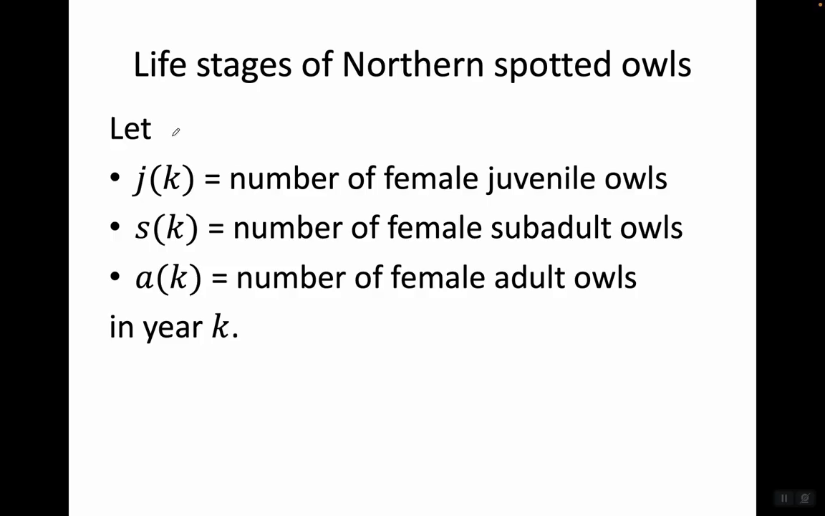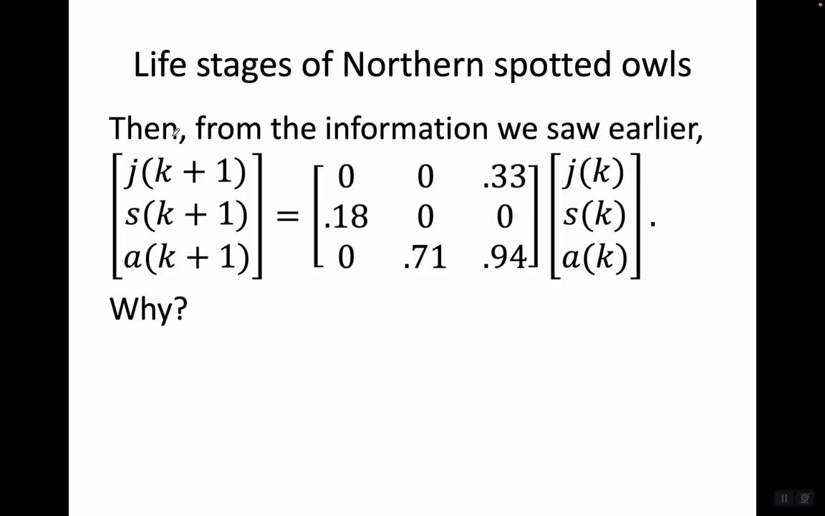Let J of k equal the number of female juvenile owls, S of k equal the number of female subadult owls, and A of k equal the number of female adult owls in year k. Then from the information we saw earlier, we have this vector, J of k plus 1, S of k plus 1, A of k plus 1 equals this matrix times J of k, S of k, A of k.